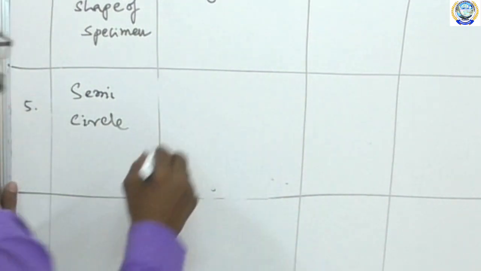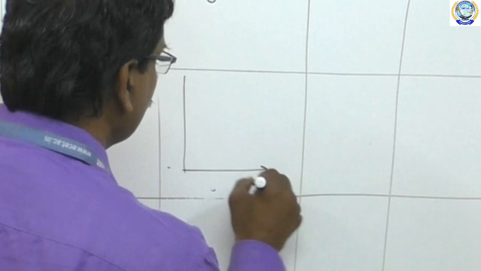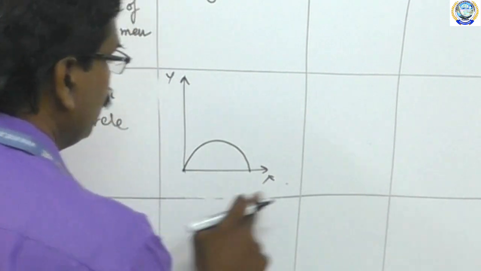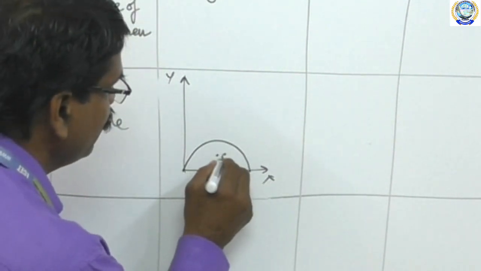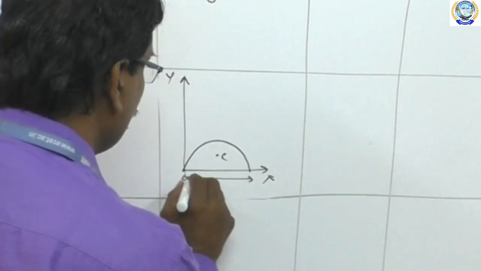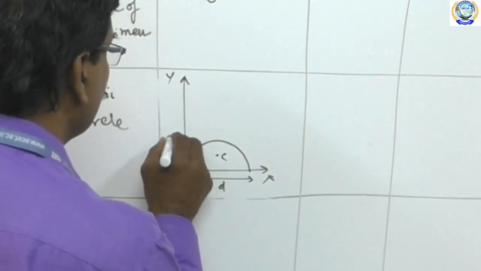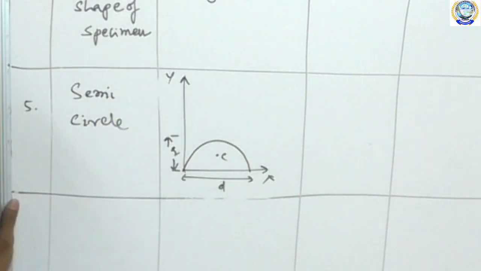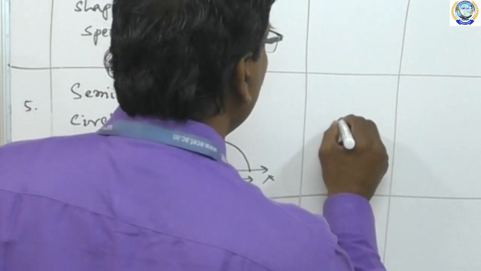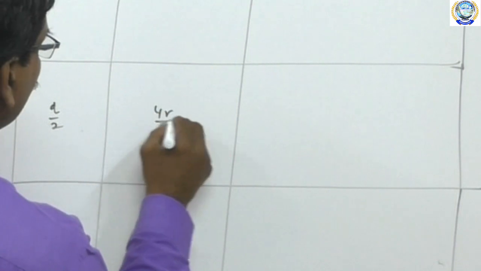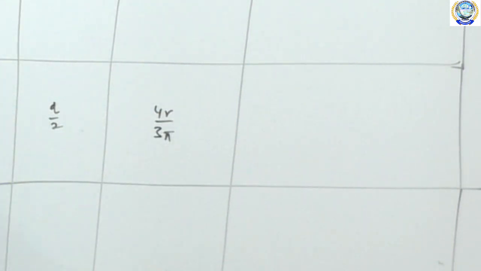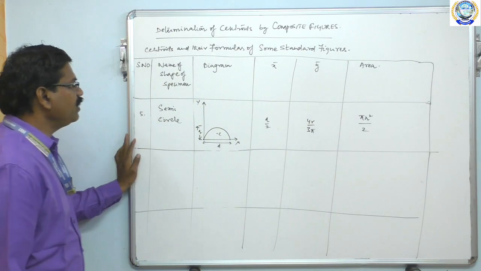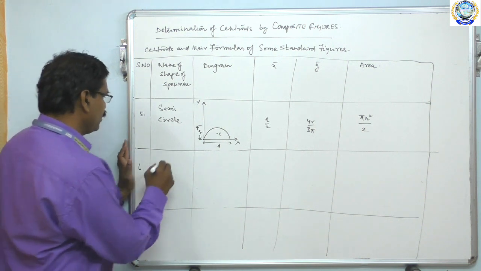It will be drawn like this. Take x-axis, y-axis, and this is called semicircle. Here we have centroid. This is diameter, and from here to here is radius r. So the x coordinate is d by 2, y coordinate is 4r by 3 pi, and the area of semicircle is, we know that, pi r square by 2. The last and final specimen, namely quarter circle.